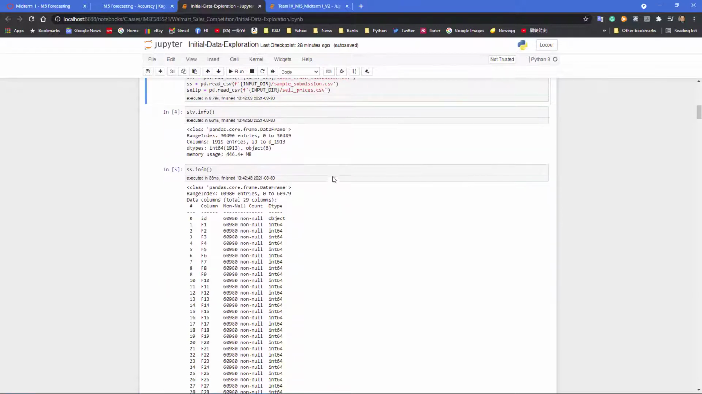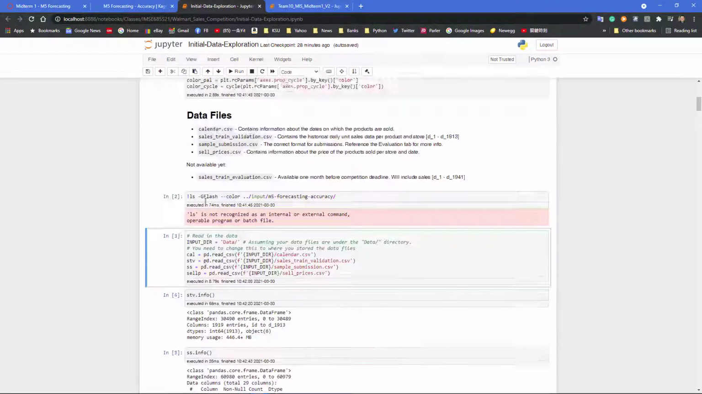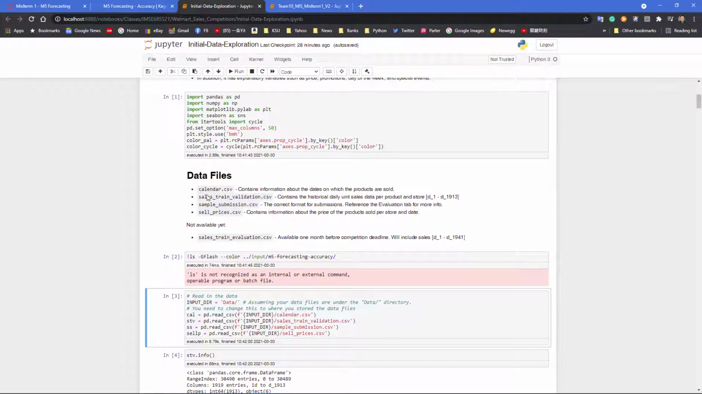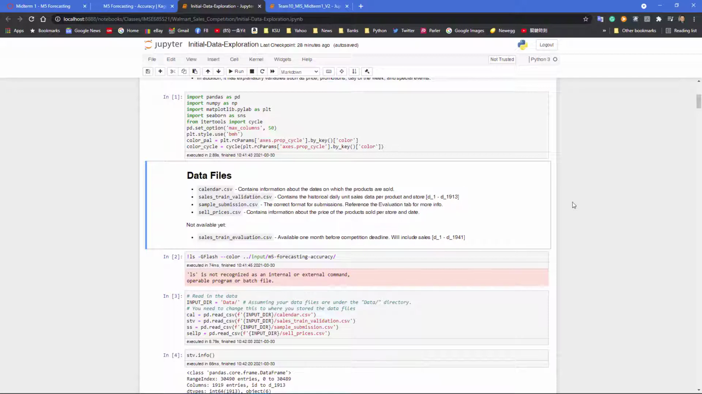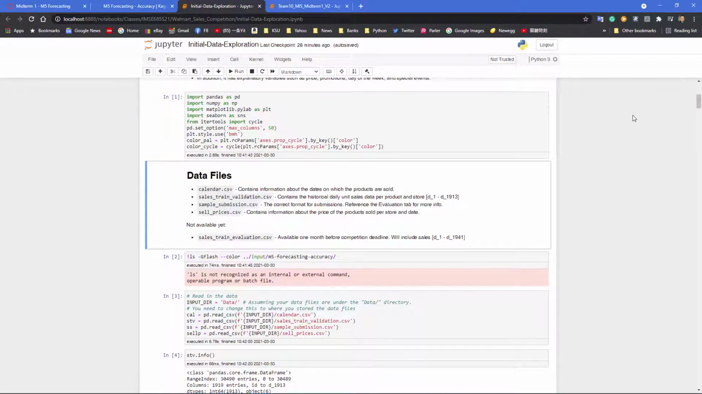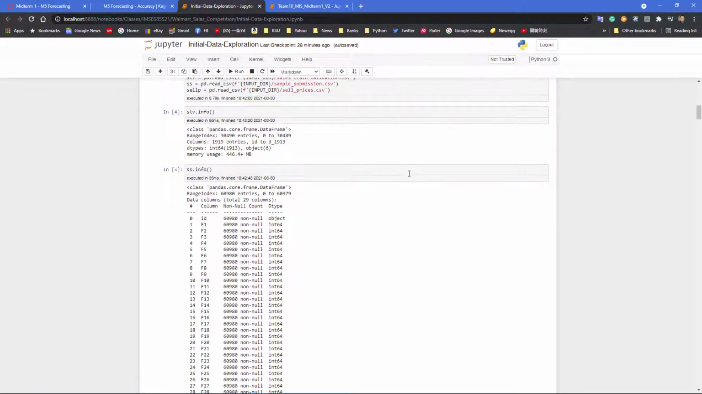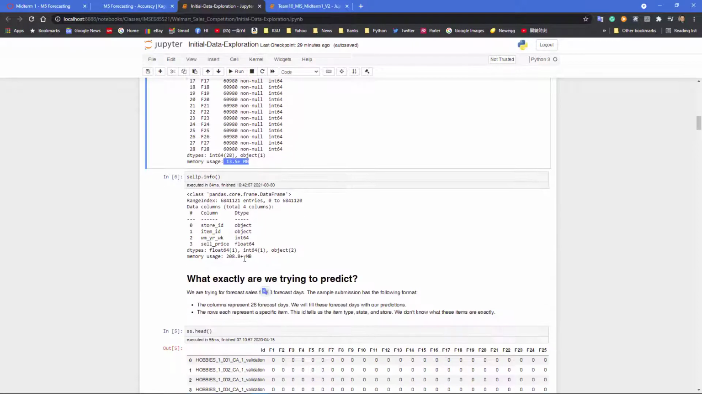After I read it, I do a so-called info for each one of the data files, or data frames. And here they have an explanation of each one of the data files, what they mean. The Kaggle website has more detail on each one of the data files. I'm just using the info function to tell you how much memory each one of the data files is occupying.